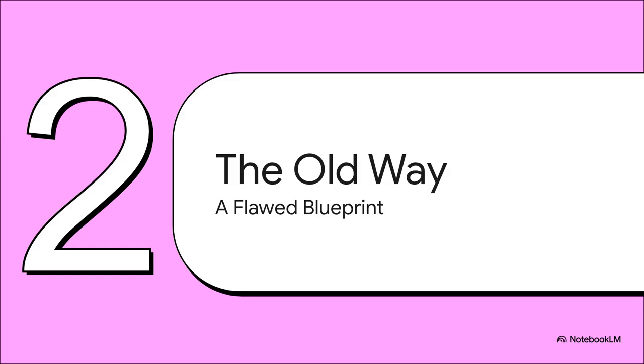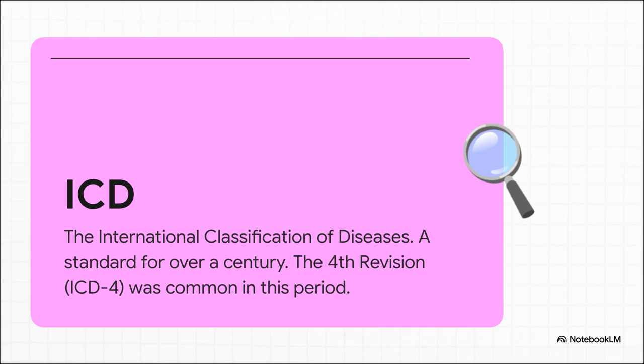So how did people deal with this problem for the last century or so? Well, they've been using a standard blueprint, a system that, for its time, was totally revolutionary. But it turns out it has some pretty serious flaws when you're trying to do this kind of historical detective work. That system is the International Classification of Diseases, or the ICD. For more than 100 years, it's been the global standard. And back in the day, the version they were often using was the fourth revision, or ICD-4. Its whole job was to bring some kind of order to all these medical records.